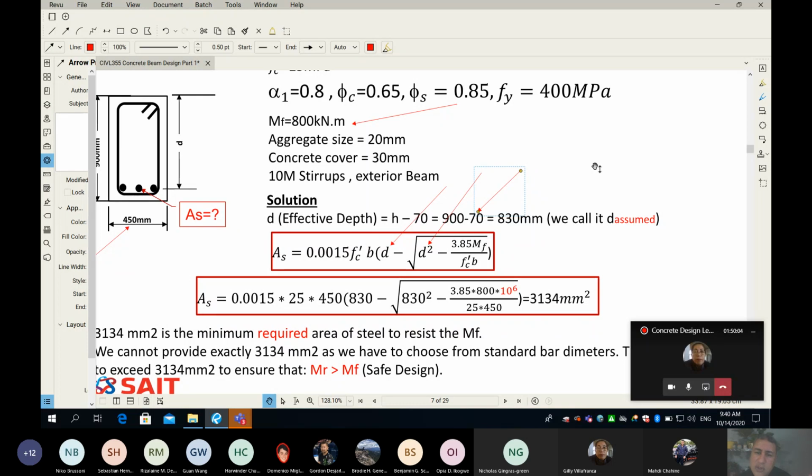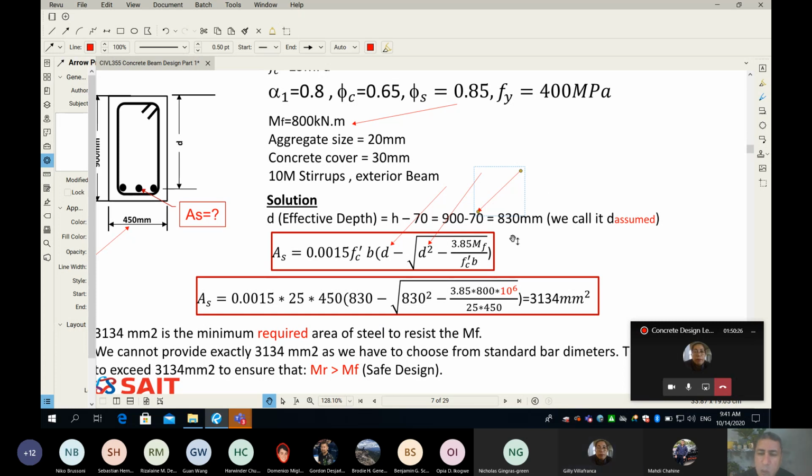So be reasonable when you assume. To make my numbers on my exams and assignment the same, please use 70. That's an agreement, only an agreement, but nobody says you cannot use 65 or 80. As long as it's reasonable, then it's okay. But please, let's agree on 70.